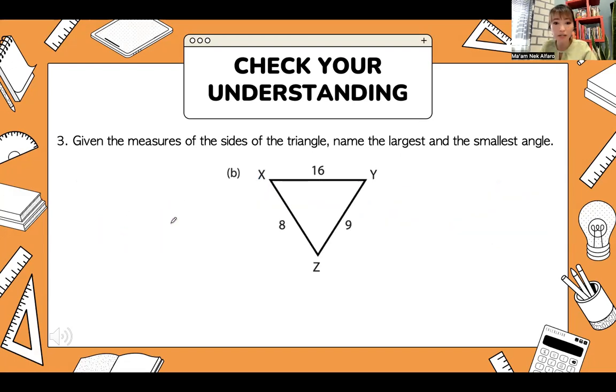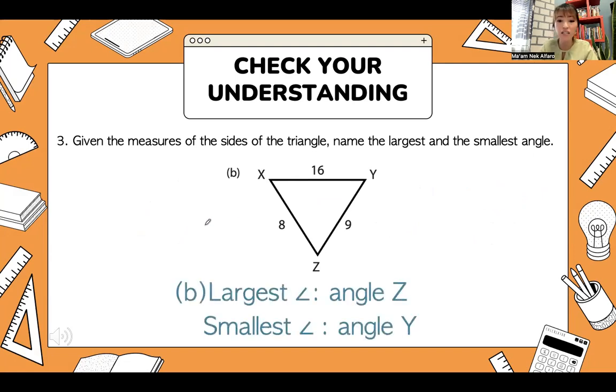How about letter B? We have triangle X, Y, and Z. Which is the largest and smallest angle? Correct. The largest angle is Z, because opposite it is the longest side, which has the measure of 16. The smallest angle is Y, since it is opposite the shortest side, which has the measure of 8.